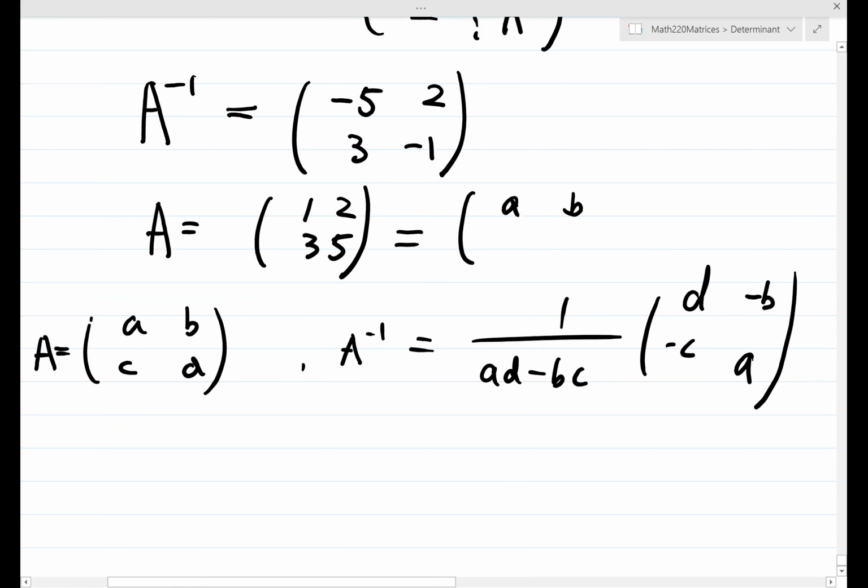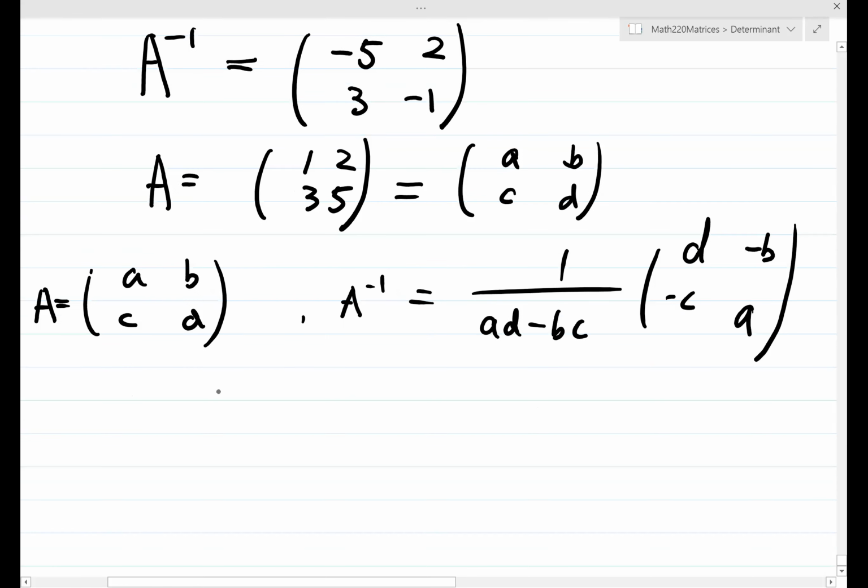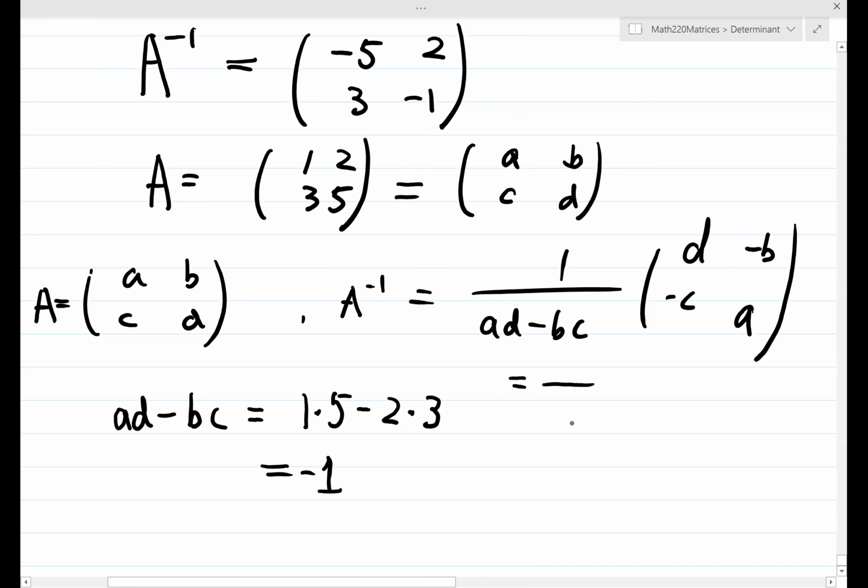Okay, so A is ABCD. You can find its value. So AD minus BC. So this will be 1 times 5 minus 2 times 3. So this will be -1. Okay, so this will be 1 over -1.